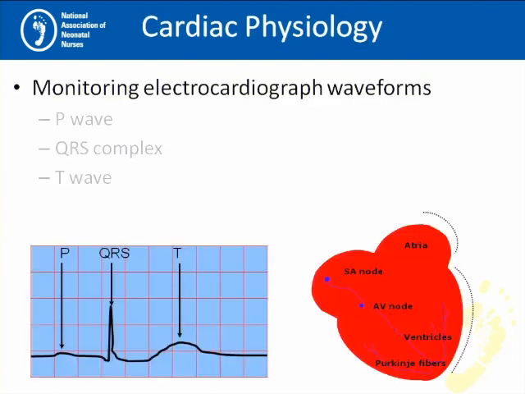Monitoring electrocardiograph ECG waveforms. On an ECG printout, each small square represents 0.04 seconds. For every 5 squares, 0.2 seconds. The entire neonatal cycle may last only 0.4 seconds. One entire electrical heart cycle represents each full complex, P, QRS, and T.